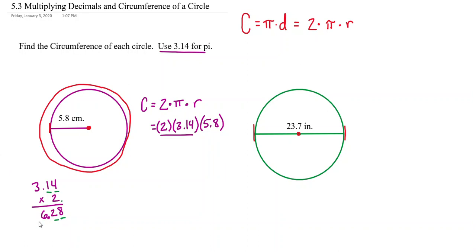Okay, so what we have now discovered is that 2 times 3.14 is 6.28. So I'll write that down. 6.28 is the answer to 2 times 3.14, and now we need to do the times 5.8. That's a separate problem.